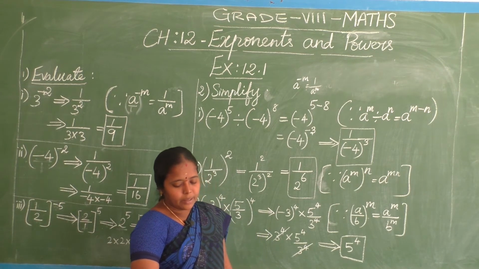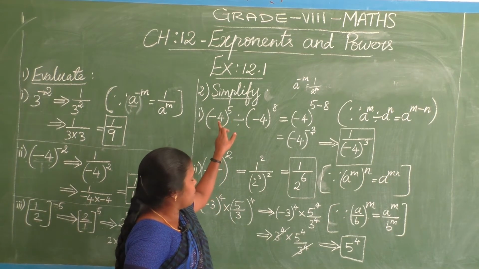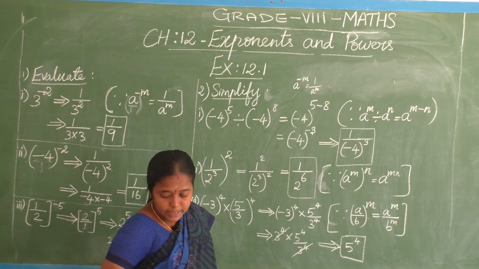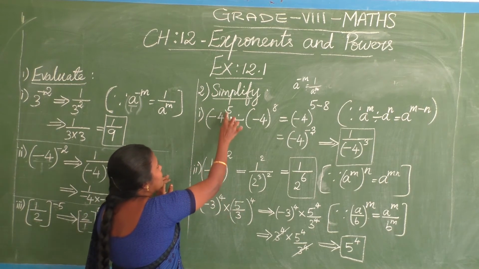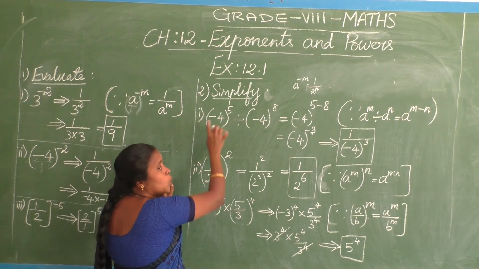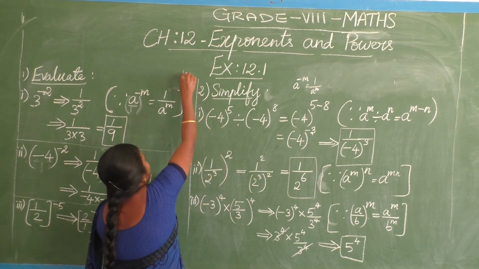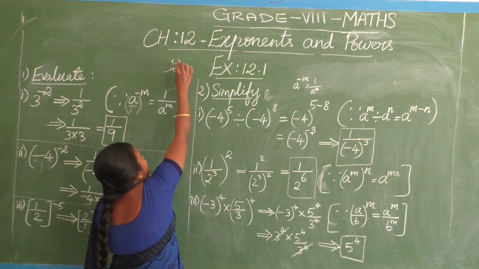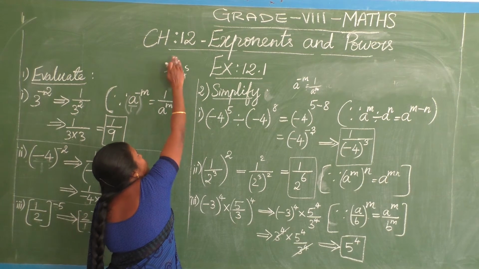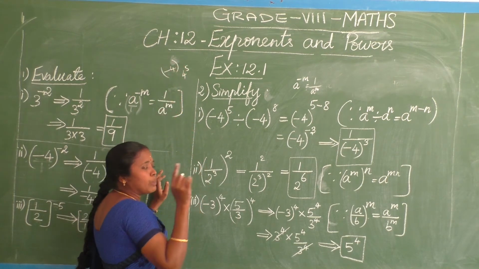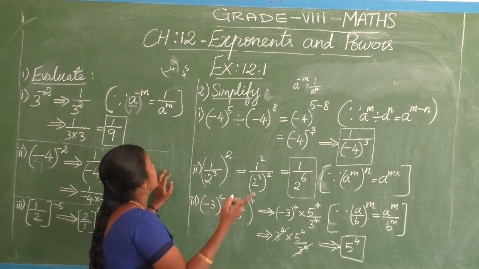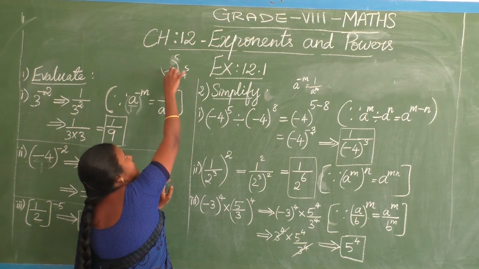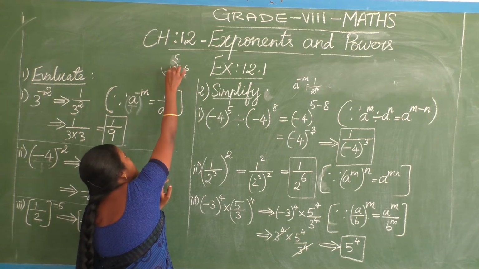First question I have taken: minus 4 the whole power 5, divided by minus 4 the whole power 8. See, I already told you, when this bracket comes, the power is common for both inner parts. 4 power 5 can be written without a bracket, but writing minus 4 power 5 that way is actually the wrong manner. You must cover them. The given integer is minus 4, so for taking that power you must cover it, and then the power applies to both inner parts.